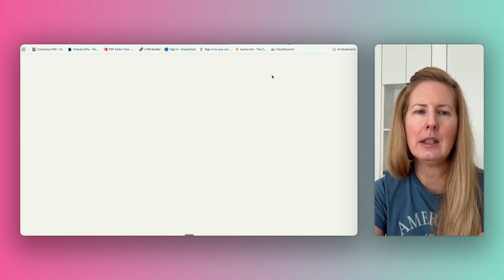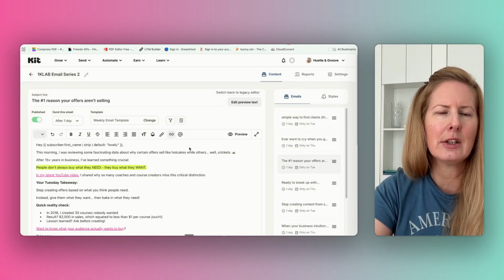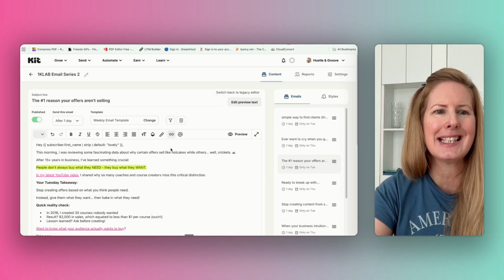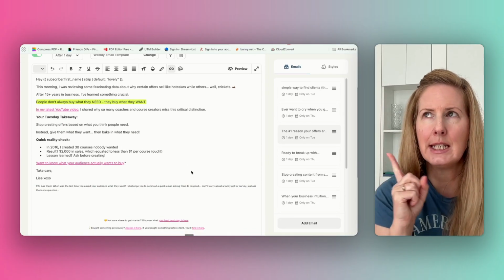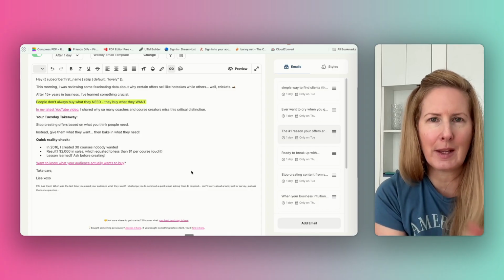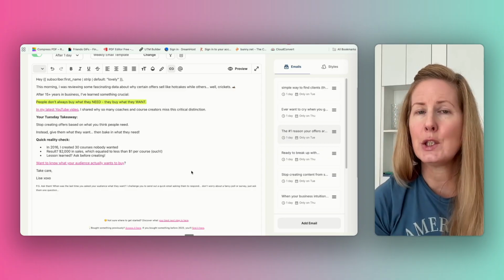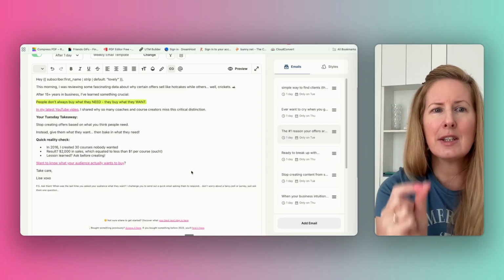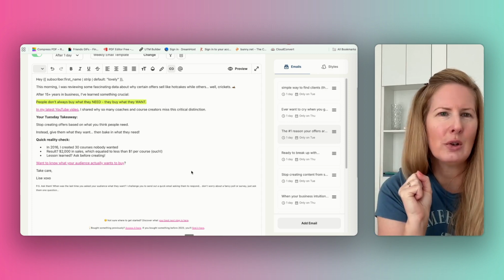So let me just look at some of this so that you can actually see what I mean in this content. I'm just going to go into this one here. You can see here it says, number one reason your offers aren't selling. And I'm starting with a really short story. This is the other misconception that people often have, that you have to tell elaborate stories. You absolutely do not. This story that I'm starting with is literally 2 lines of text.